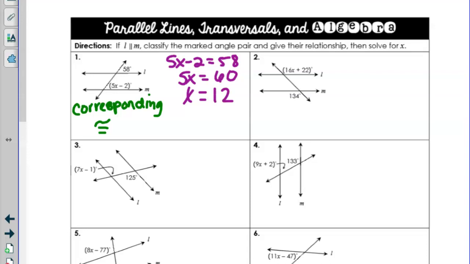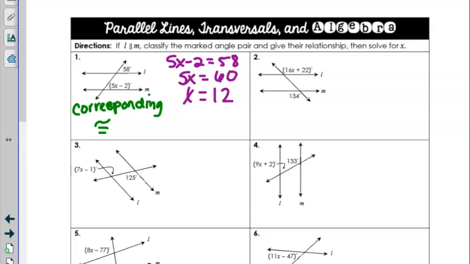But where do we plug the 12 into? It's asking us to solve for x, so this would be the final answer, or the third one. We have to classify it, give the relationship, and then solve for x. You could plug it back into 5x minus 2, so 5 times 12 is 60, minus 2 gives us 58, which is what we want. So I think you should always mentally at least check it if you don't write it out. Make sure that it does work. That's pretty easy.